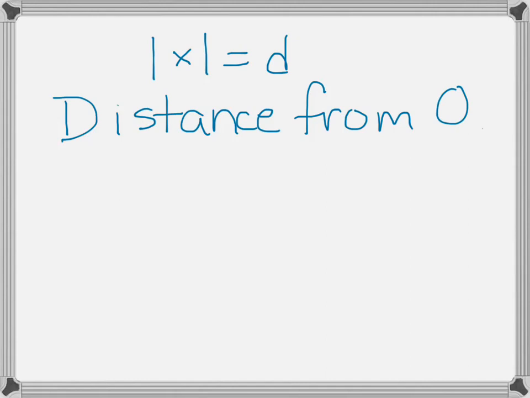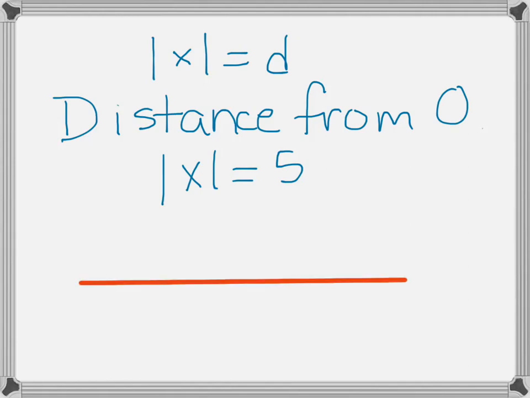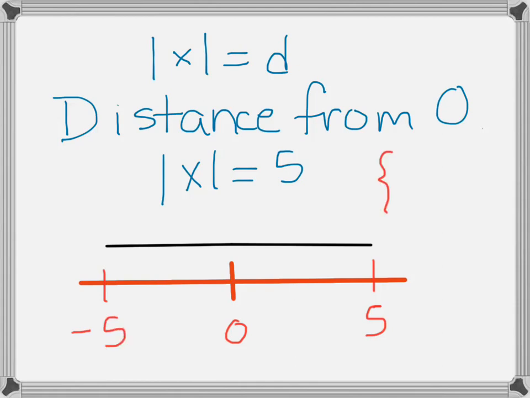Let's look at an example. The absolute value of x is equal to 5. So we draw a number line. What we're looking for is those values that are 5 away from 0. So here's our 0. 5 to the right, we would get positive 5. 5 to the left of 0, we would get negative 5. And so our two solutions would be negative 5 and 5, as indicated in the braces, which is roster form.